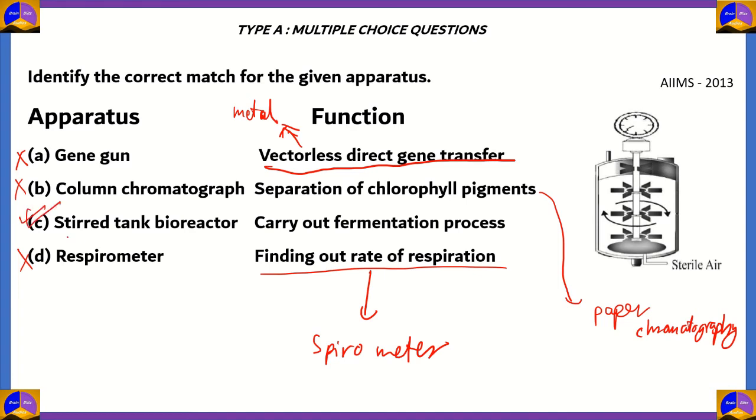The right answer is option C, stirred tank bioreactor to carry out fermentation process. So basically a bioreactor is an intense machine in which we add the initial substrate, and then it undergoes processes such as fermentation in order to mass produce biological compounds such as, say, medicines. So fermentation process is one of them. So a stirred tank bioreactor can be used to carry out fermentation process. That's why option C is the correct option for this question.